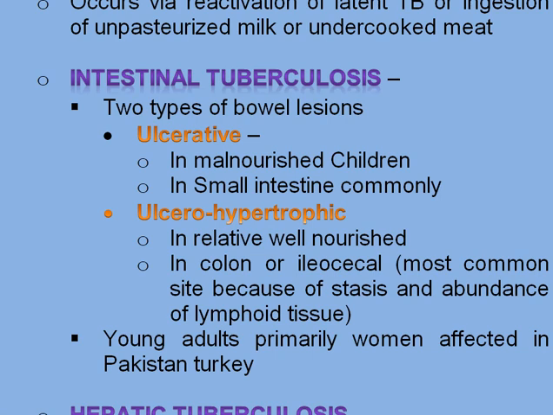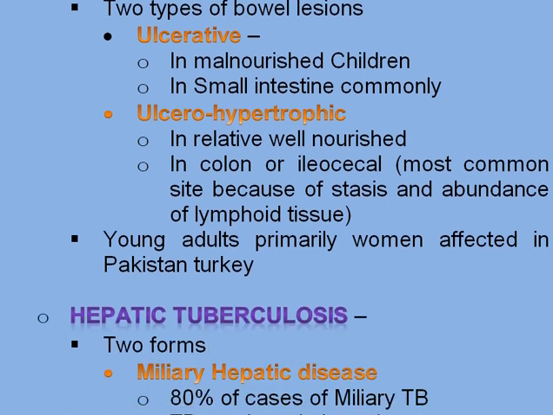The most common site is ileocecal because of stasis and abundance of lymphoid tissue in that place. Young adults, primarily women, are affected in Pakistan or Turkey.